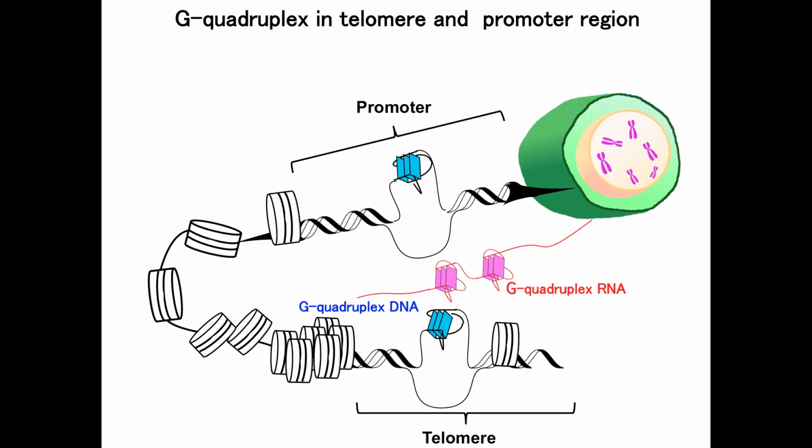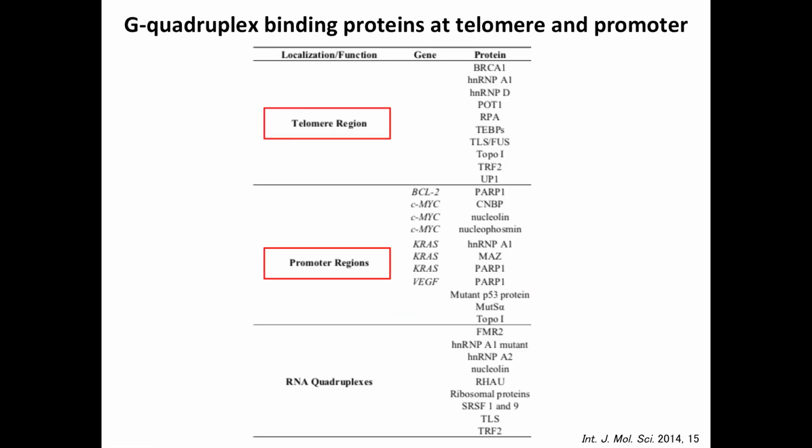And especially, we can see a lot of G-quadruplex structures in the promoter and the telomere region. And not only DNA but RNA can form G-quadruplexes in this region. And this is a G-quadruplex binding protein. And we know that there are a lot of kinds of G-quadruplexes, but almost all G-quadruplexes bind to the telomere region and the promoter region.